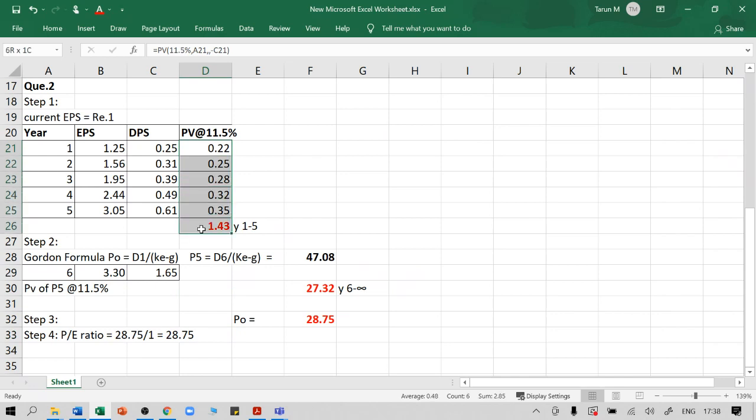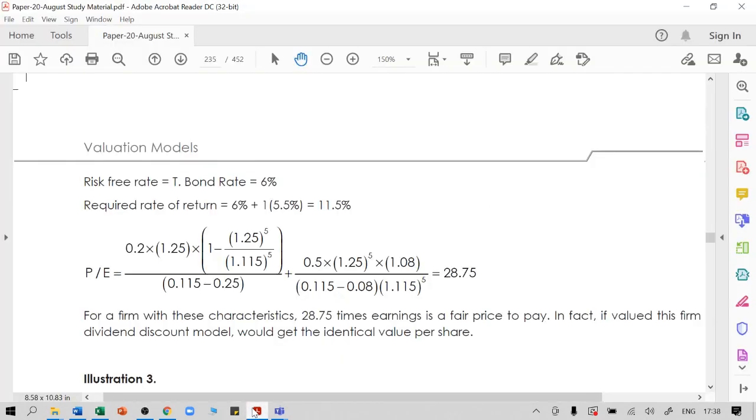Look at this process. What is this process saying? You estimate life, which is infinite years. Then you estimate cash flows. So these are cash flows, and this is 6th year onwards. Then you calculate present value of these cash flows. For the first 5 years, it is 1.43. And thereafter it becomes 27.32, and make a sum total. And then you calculate price to earning ratio. And these guys have used some shortcut. Look here.